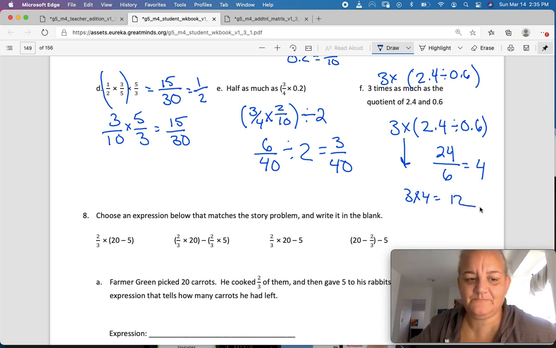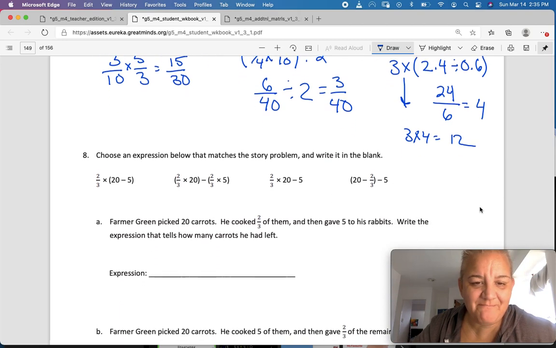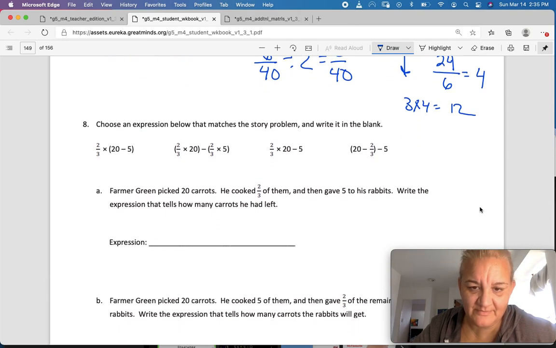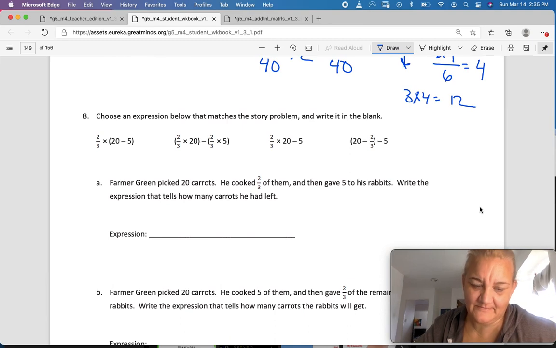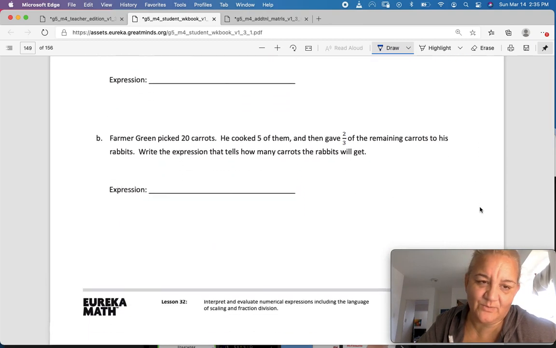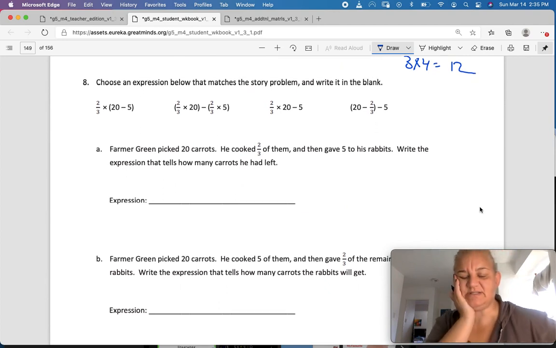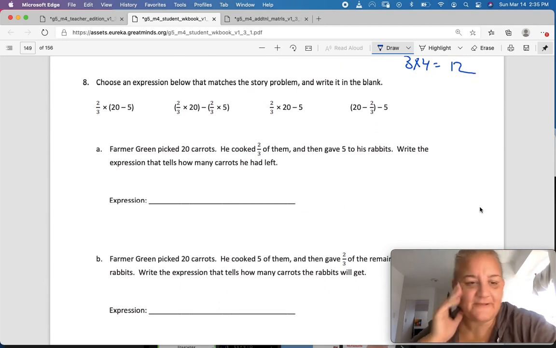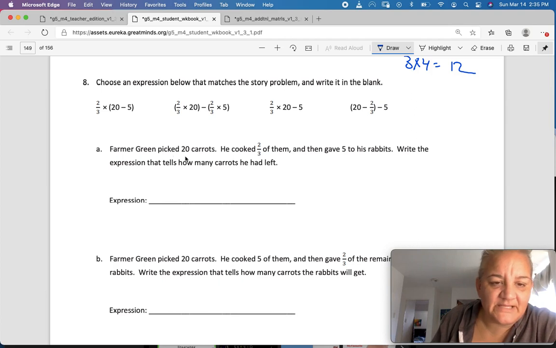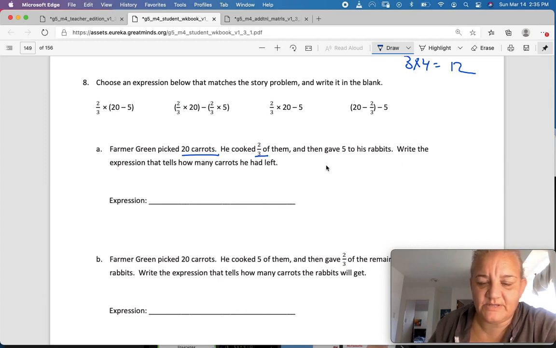All right. Choose an expression below that matches the story problem and write it in the blank. Okay, so it's sort of like a word bank, but it's an expression bank. Farmer Green picked 20 carrots. He cooked 2/3 of them. So here's his 20, and he cooked 2/3 of them. So there's his 2/3 that he cooked.